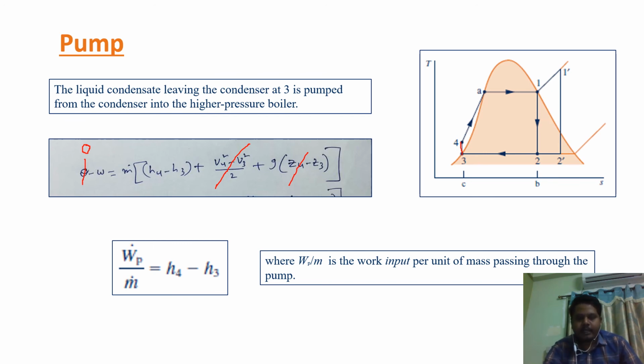Okay, but here what is happening in the compressor? It is compressing the fluid, it is compressing the liquid. Here the water is the system. Here work is done on the system, so there will be a minus sign. So minus into minus is plus. So W equals m dot into H4 minus H3. Finally we can write it as work input to the pump divided by m dot, per unit mass, equals H4 minus H3.